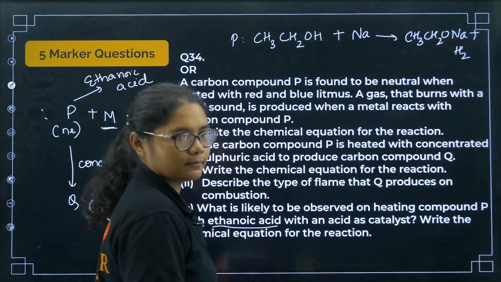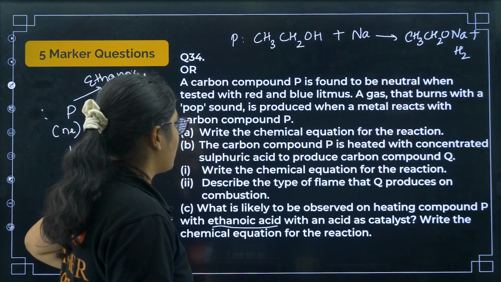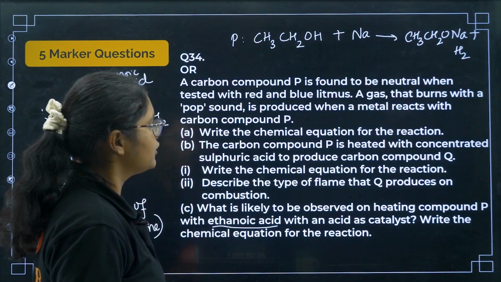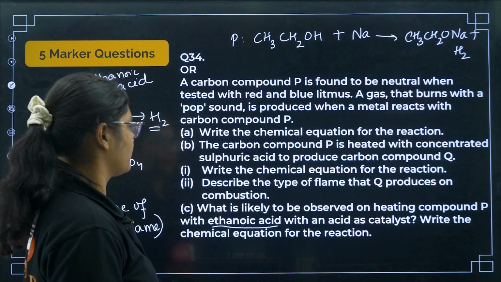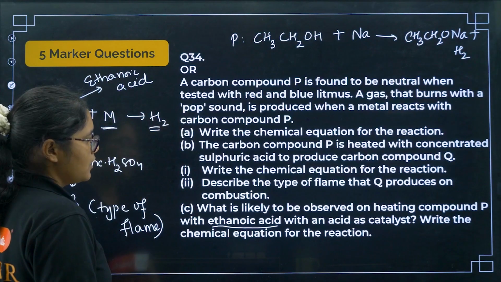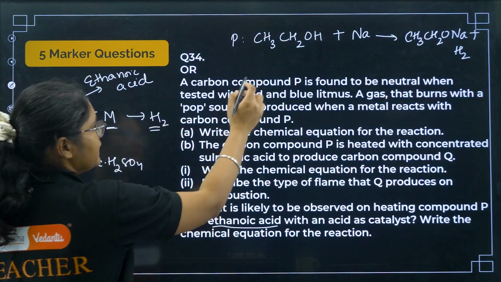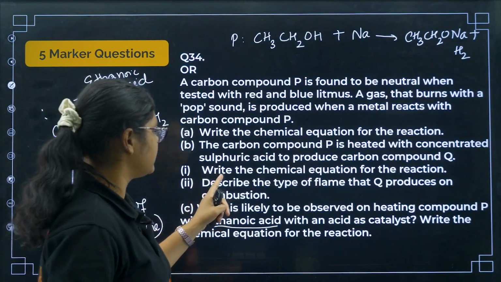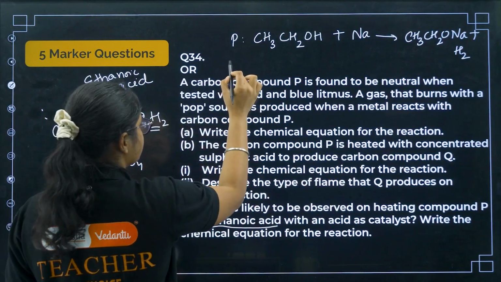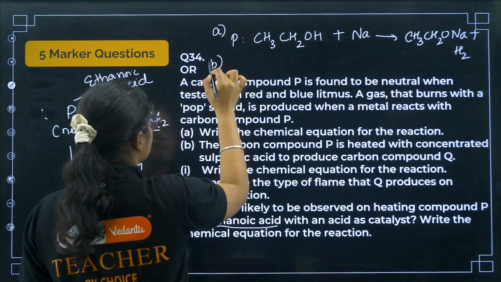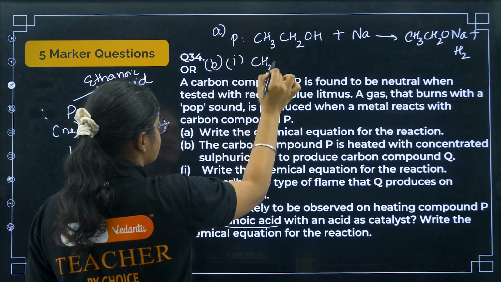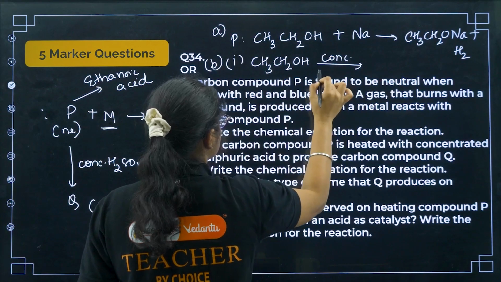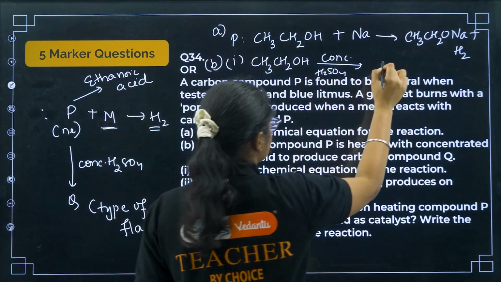H2 gas is formed. Next we have: the carbon compound P is heated with concentrated sulfuric acid to produce carbon compound Q. So P is heated with concentrated sulfuric acid. What happens? We get ethene, right? So what is the question? Write the chemical equation for the reaction. So I can easily write this; this is the A part, and for the B part, if I have CH3CH2OH with concentrated sulfuric acid, ethene will form.